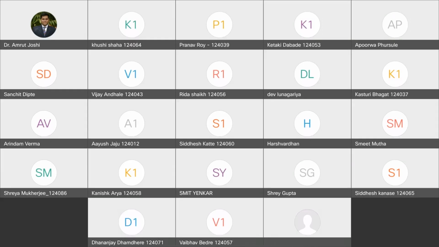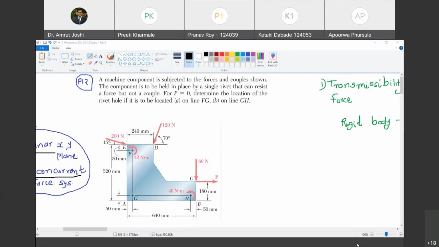So in last class, we were solving problems based on single force resultant of a system. Do you remember that? Yes, sir. Okay. Can you read this problem number 12 for me? We will solve this problem. Yes, sir.